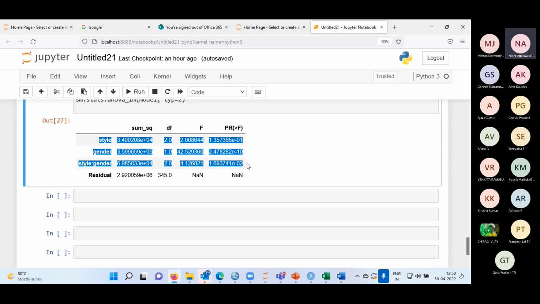I understood, like whenever we are using more than one variable, somewhere it is taking into consideration. I was not expecting that, as per my understanding. Yeah, okay.